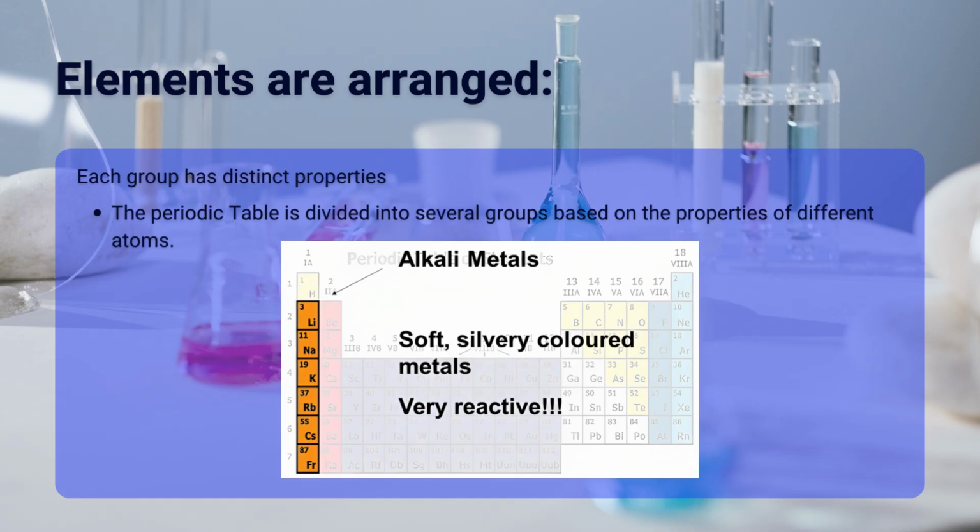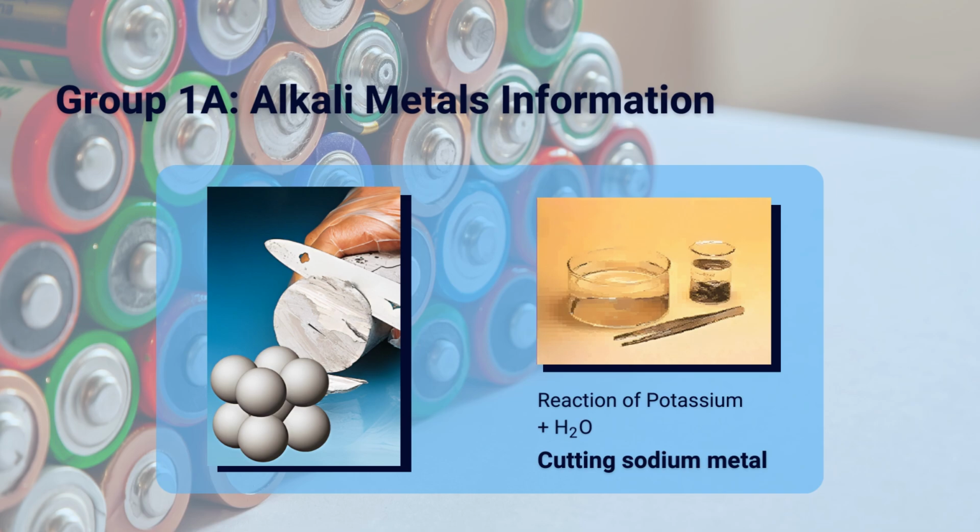Elements are also arranged by groups that have distinct properties. The periodic table is divided into several groups based on the properties of different atoms. For example, the alkali metals are soft, silvery colored metals that are very reactive. Group 1A of the periodic table, also known as the alkali metals, includes elements such as sodium and potassium. Sodium metal can be cut with a knife due to its softness, while potassium reacts explosively with water, producing hydrogen gas and potassium hydroxide. This reaction is highly exothermic, meaning it releases a large amount of heat.